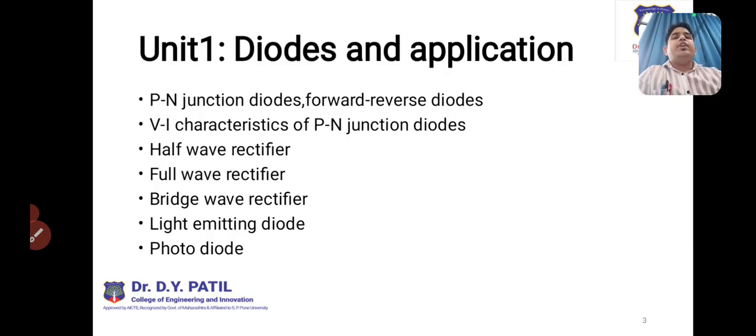So the first unit name is Diode and Application. What is the diode? What are its applications? These are the contents which are present in unit number one.